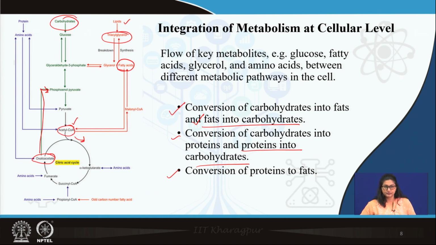bodies also. Then also proteins, amino acids via neoglucogenesis can take part in formation of carbohydrate, whereas once again carbohydrate, pyruvate, oxaloacetate via transamination, they can form amino acids. So, these are the links between the biomolecules at the cellular level, that is cellular integration of metabolism.